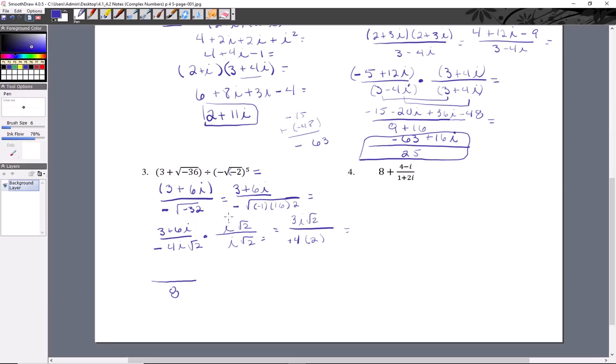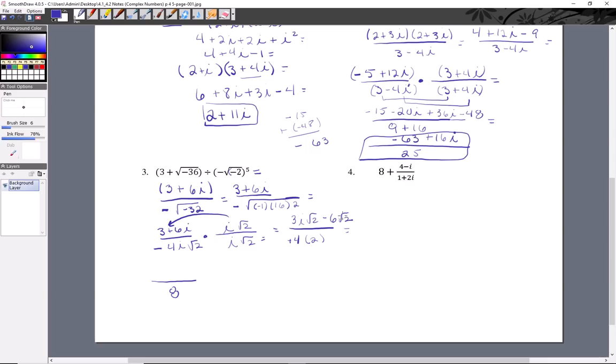That's just going to be this distributed to here. And then that'll be 6i squared root 2, positive 6i squared root 2. So won't that end up being minus 6 root 2? Because the i squared just goes to negative 1, and that's why it went from positive to negative. So I think this may actually be done.